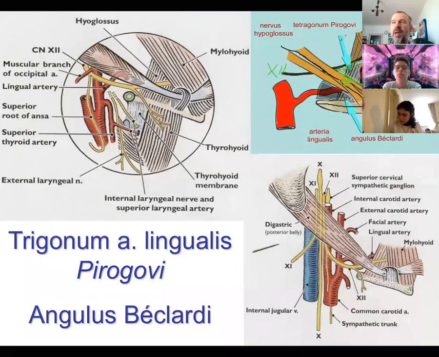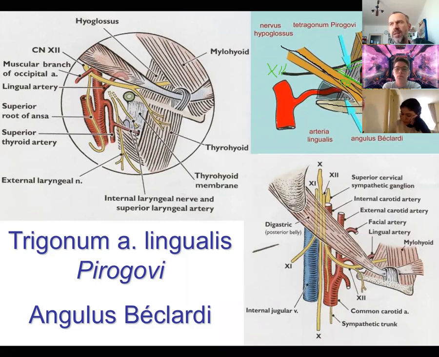the tongue. So how to find the lingual artery? Easily: you find the hyoid bone, you find the muscles. You have to pay attention to the nerve, and then you can easily ligate the artery.